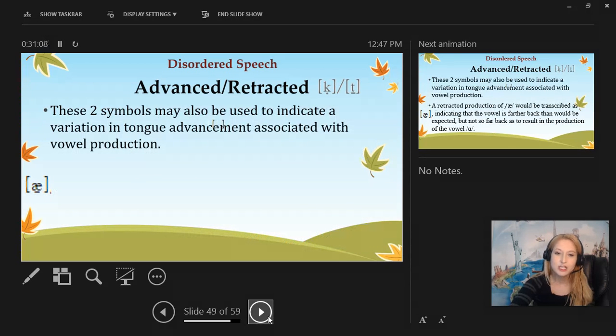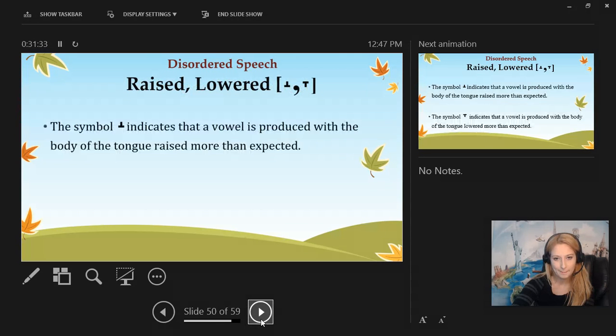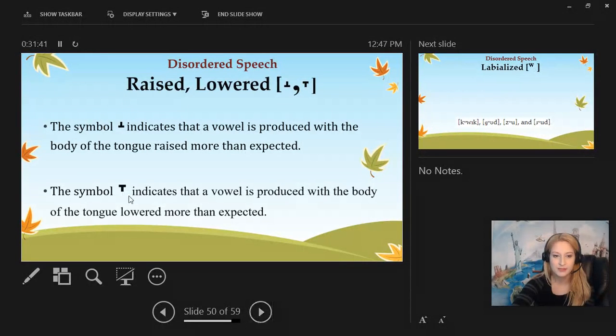These two symbols may also be used to indicate a variation in tongue advancement associated with vowel production. A retracted production of a would be transcribed as the symbol you see here, indicating that the vowel is further back than would be expected, but not so far back as to result in the production of the script A vowel. This symbol indicates when a vowel is produced with the body of the tongue raised more than expected. And this symbol indicates that a vowel is produced with the body of the tongue lowered more than is expected.